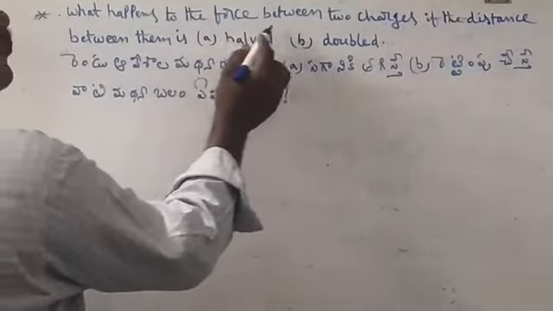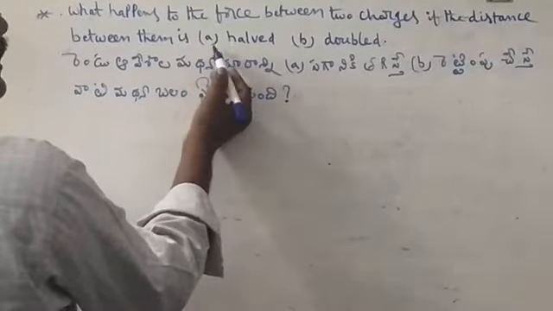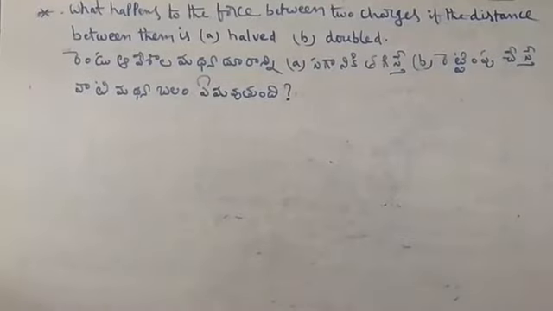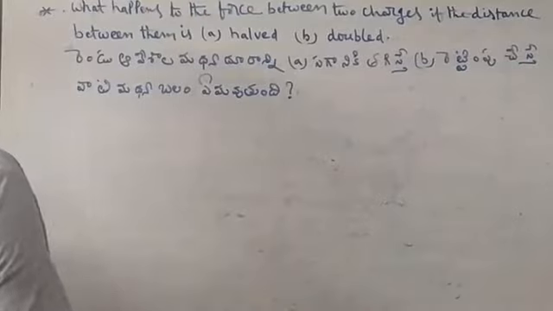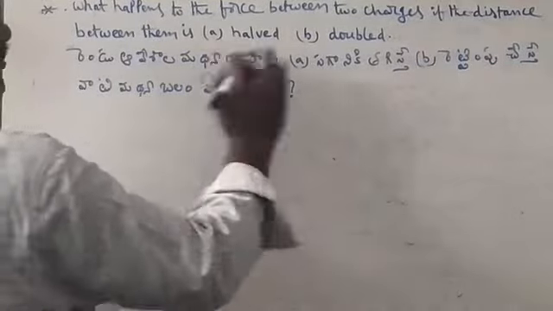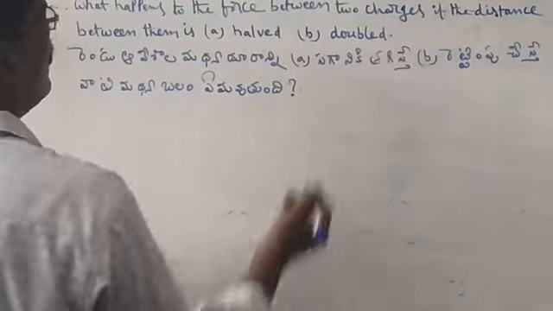What happens to the force between two charges if the distance between them is A halved, B doubled? Next sum. What happens to the force between two charges if the distance between them is, case A, halved, that means halved, B doubled, and two times increases, doubled.